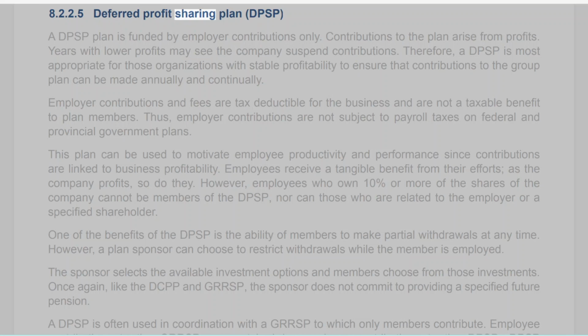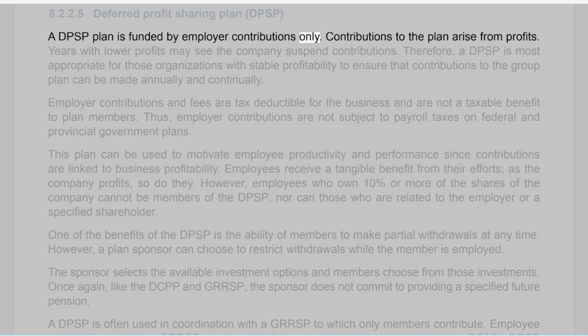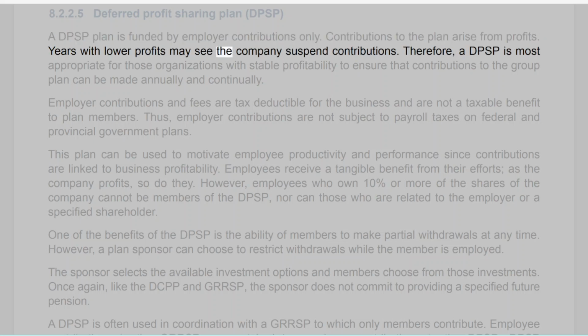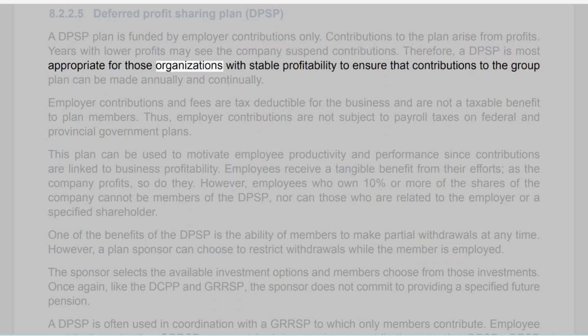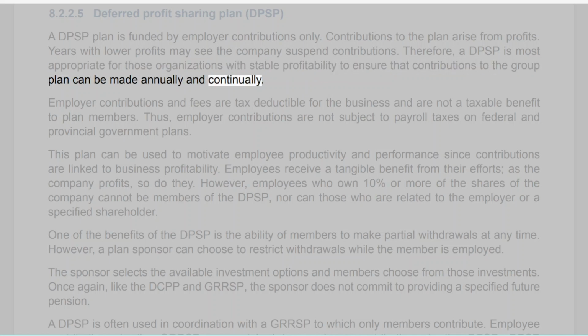8.2.2.5 Deferred Profit Sharing Plan, DPSP. A DPSP plan is funded by employer contributions only. Contributions to the plan arise from profits. Years with lower profits may see the company suspend contributions. Therefore, a DPSP is most appropriate for those organizations with stable profitability to ensure that contributions to the group plan can be made annually and continually.